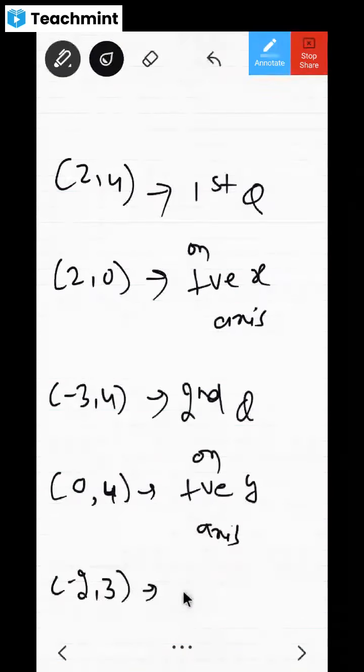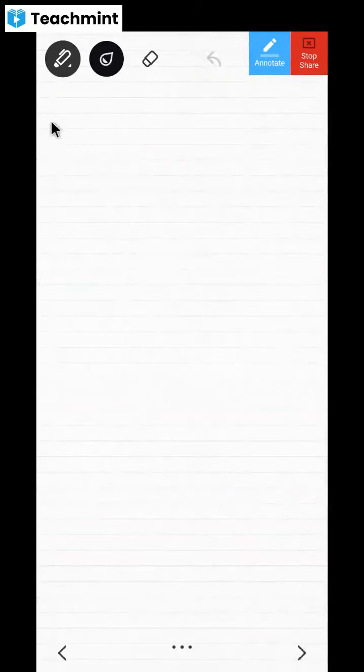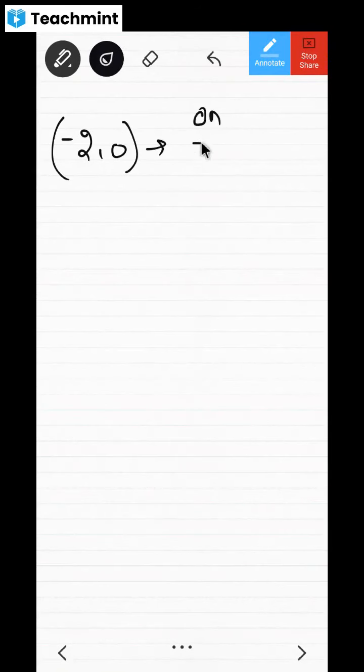Second quadrant. No, think over it. You have to mentally think and tell me: minus 2 comma 3. Now tell me where minus 2 comma 0 lies. On the negative x-axis.